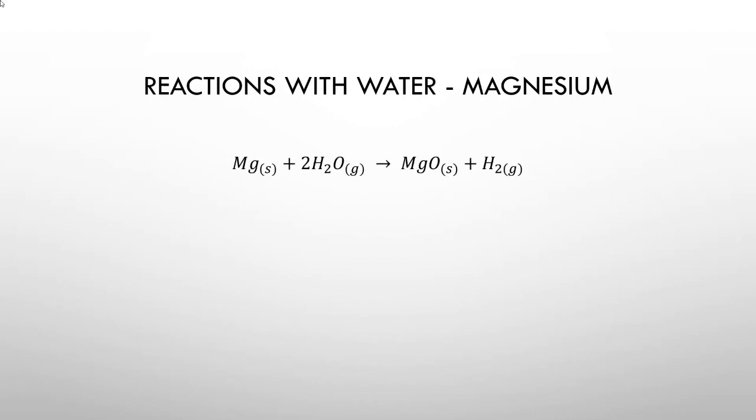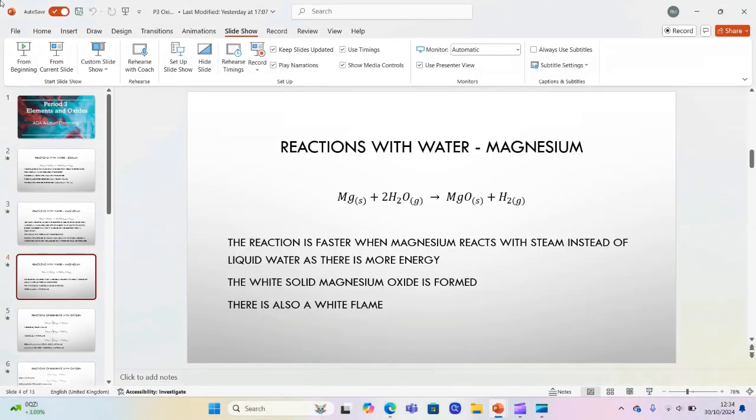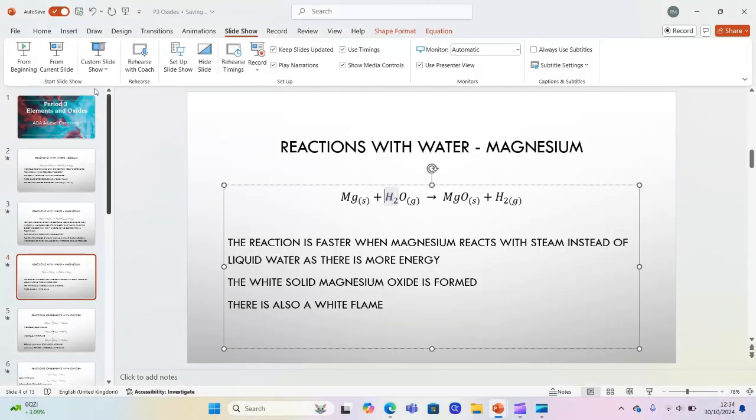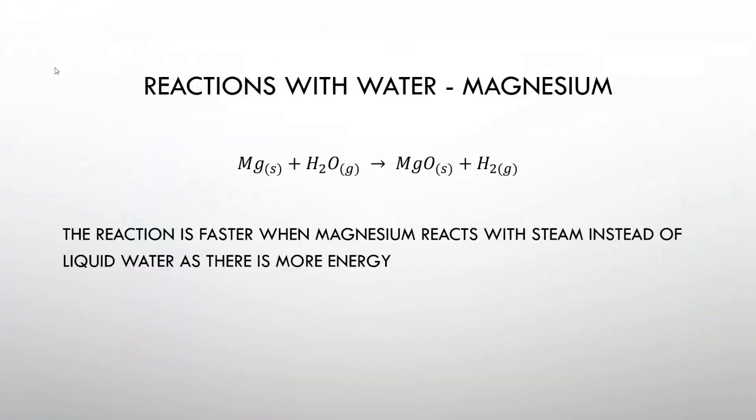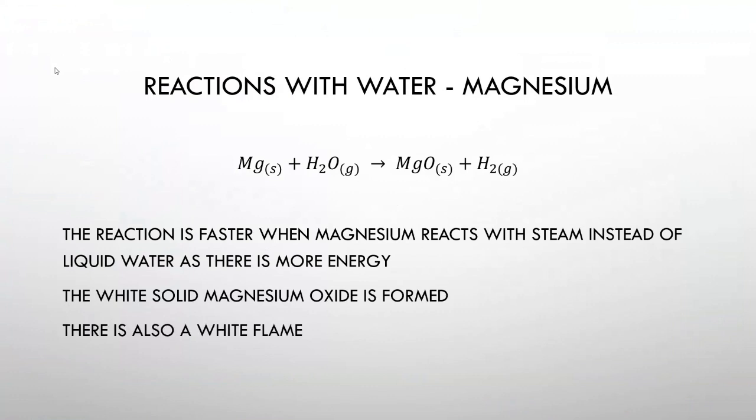Now, this reaction is magnesium with steam. As you can see, the water is gaseous. The product here is magnesium oxide and hydrogen gas. Wait, one second, there shouldn't be a 2 here. Okay. And this reaction is much faster with steam compared to liquid water because there's more energy. The magnesium oxide is a white solid, and there's also a white flame.